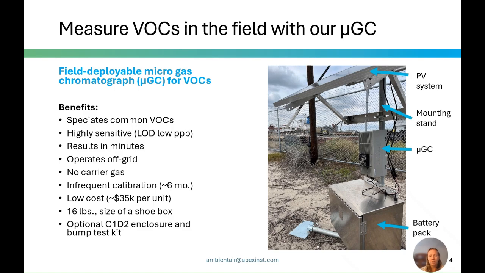You're able to get results in just a few minutes, operate fully off-grid with the use of a solar panel, and conveniently, you do not need any carrier gas. We use just ambient air here. We are not using PIDs or photoionization detectors, so we don't experience the same level of sensitivity drift as other systems, so you don't need to calibrate the device very frequently. It's a pretty low cost system and it weighs only about 16 pounds, and we have an optional C1D2 enclosure as well as a bump test kit.